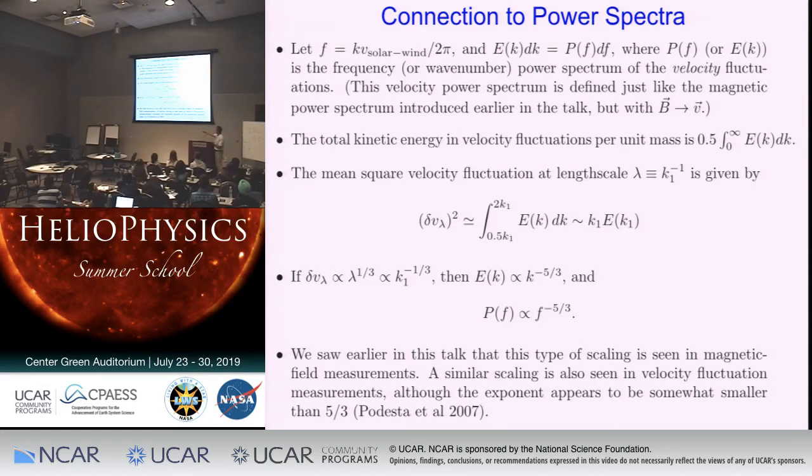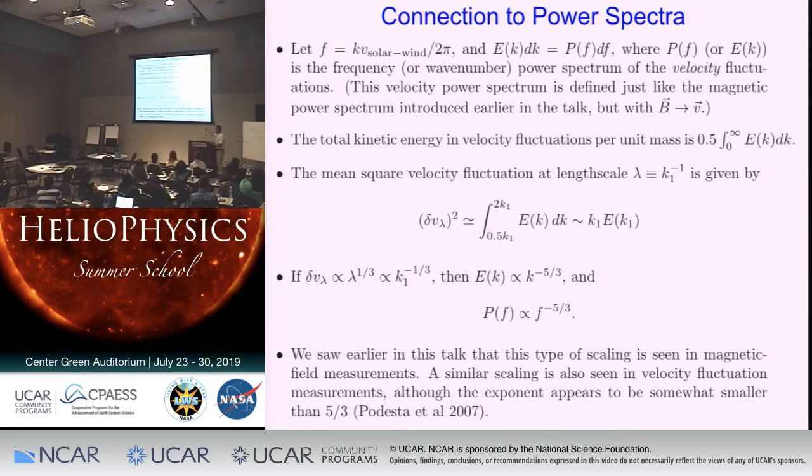But if delta V is like lambda to the 1/3, which is k1 to the minus 1/3, the left-hand side is k1 to the minus 2/3. Divide by k, E of k goes like k to the minus 5/3. That's this other incredibly famous turbulence result from Kolmogorov.